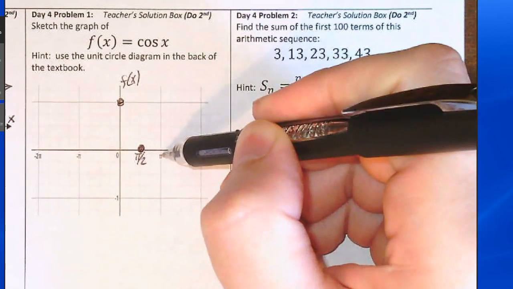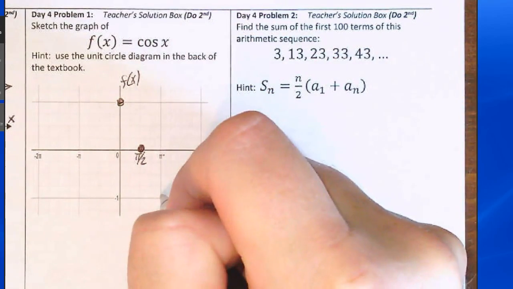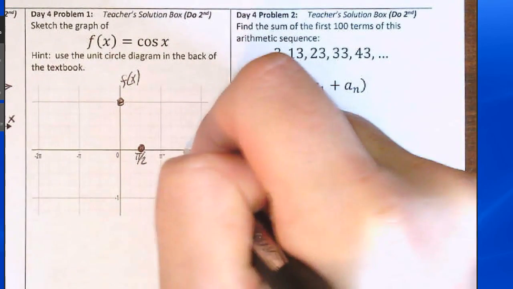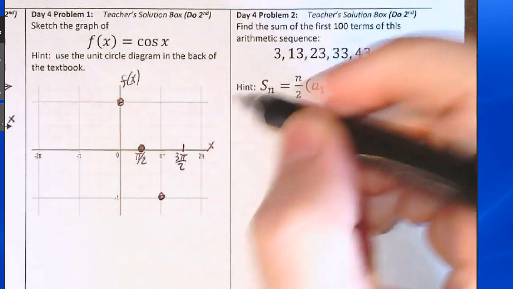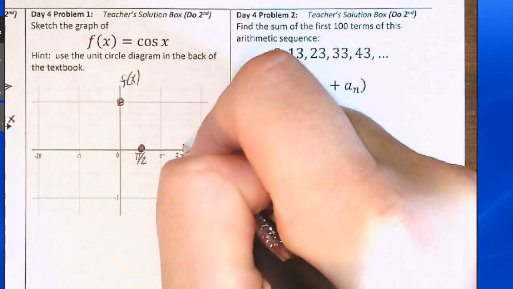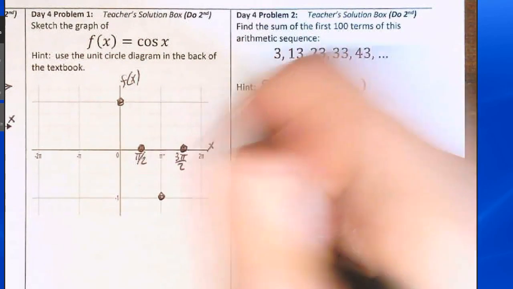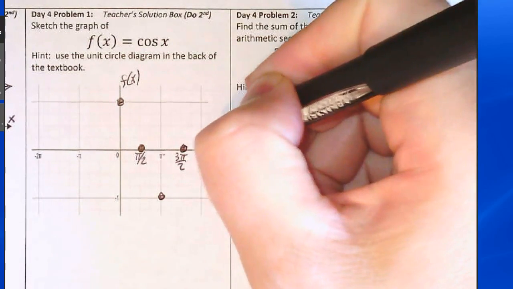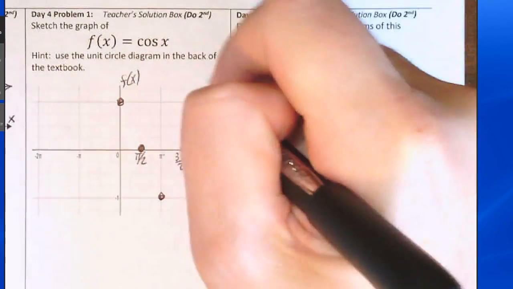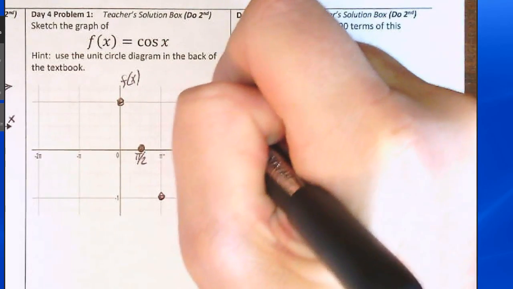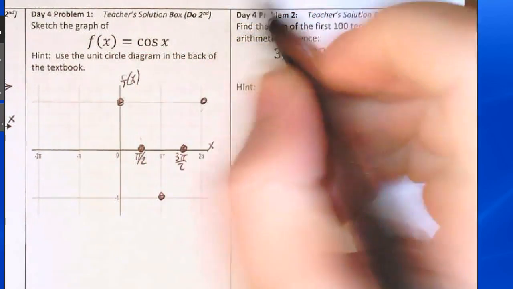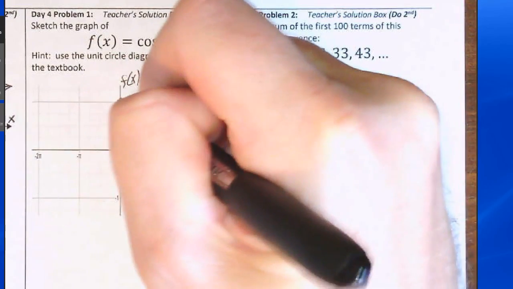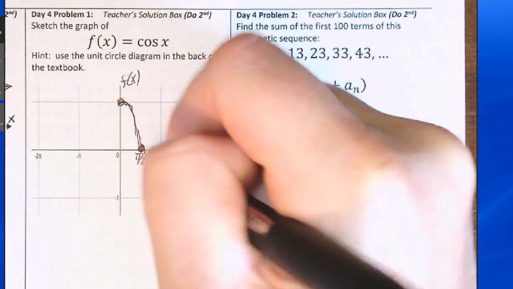The cosine of pi is negative 1. This spot here is 3 pi over 2, and looking at the unit circle, that spot ends up at 0. And finally, the cosine of 2 pi is 1. Here we have one period of the wave function. And we can connect these with a smooth curve.